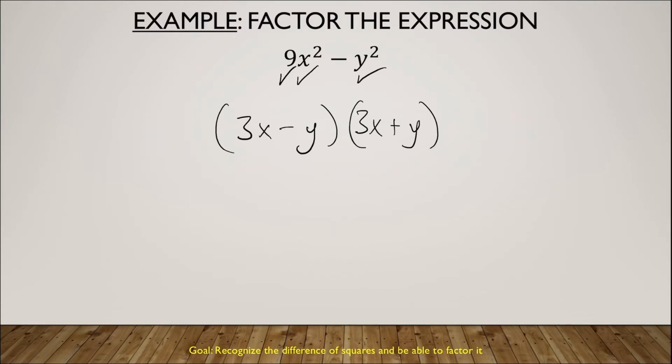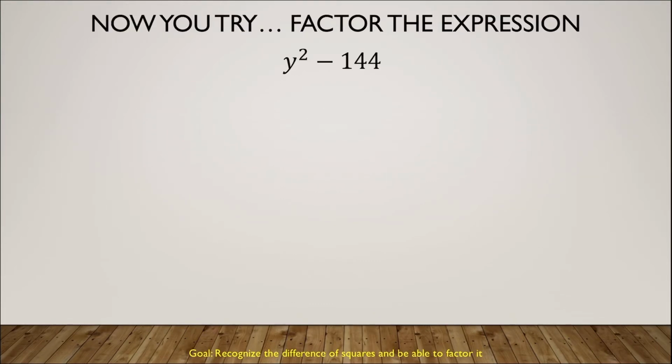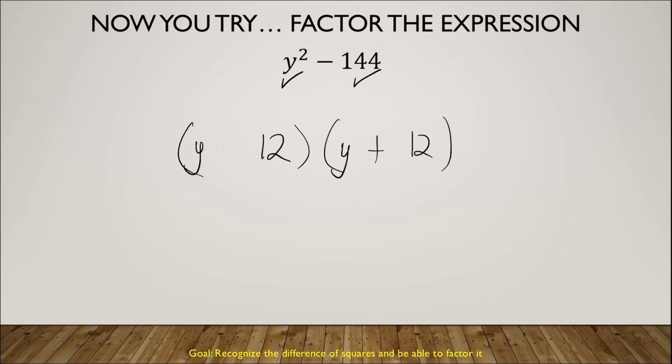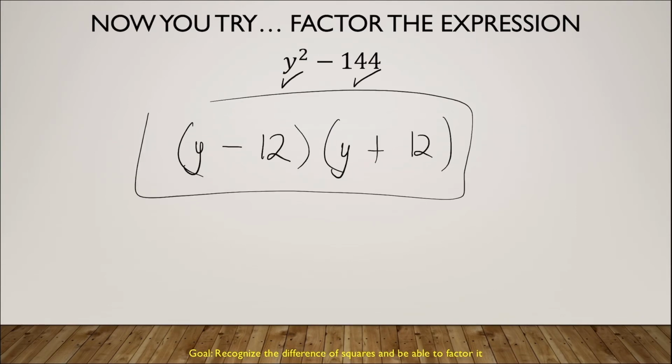Okay, so for these next few, we're going to do 2 more. I want you to pause the video and see if you can factor these. All right, so y squared minus 144. I'm going to say y squared. Yep, we can take the square root of that. It's y and y. Square root of 144, we definitely can. 12 and 12. One's a plus, one's a minus. There's my factored form.